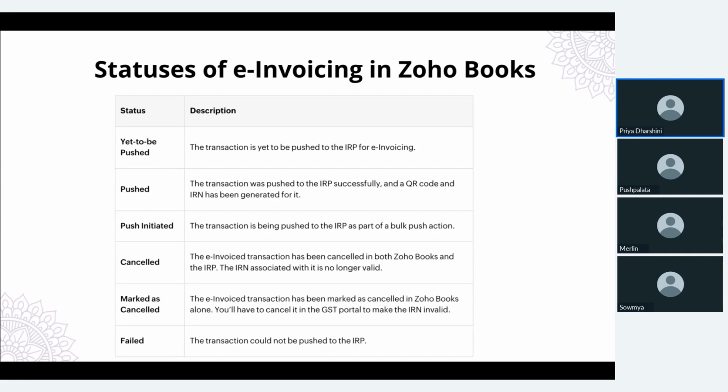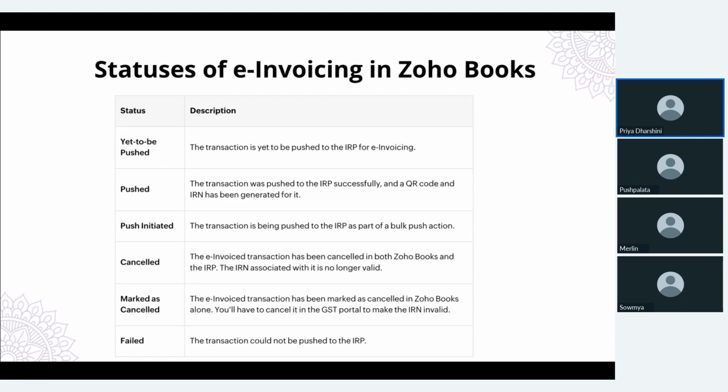And cancelled is whenever you're cancelling the e-invoice within 24 hours of generation directly from Zoho Books, the status would be cancelled. Mark as cancelled is, after 24 hours of generation of e-invoice, if you're trying to cancel it, it would be marked as cancelled, and you will have to log into the GST portal to manually remove the IRN from the GST portal. And failed would be it is not successfully pushed, but it has failed due to some reasons, and the reason will also be listed.